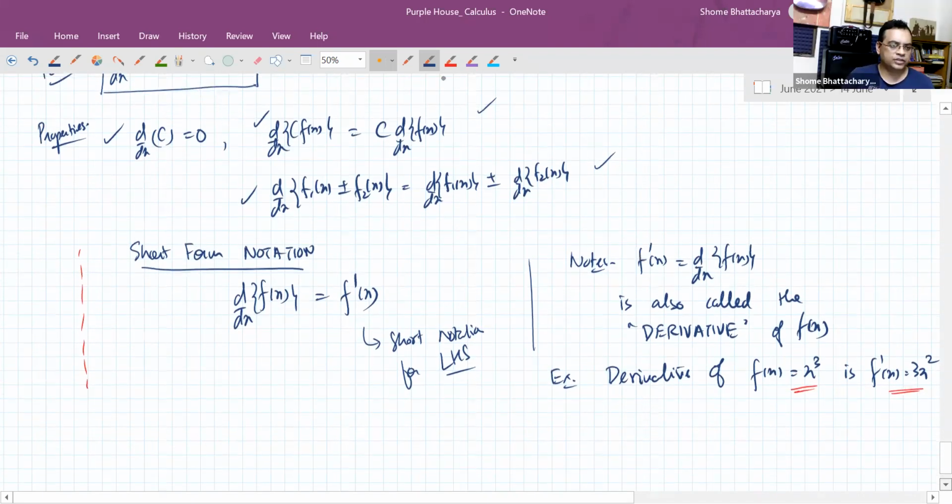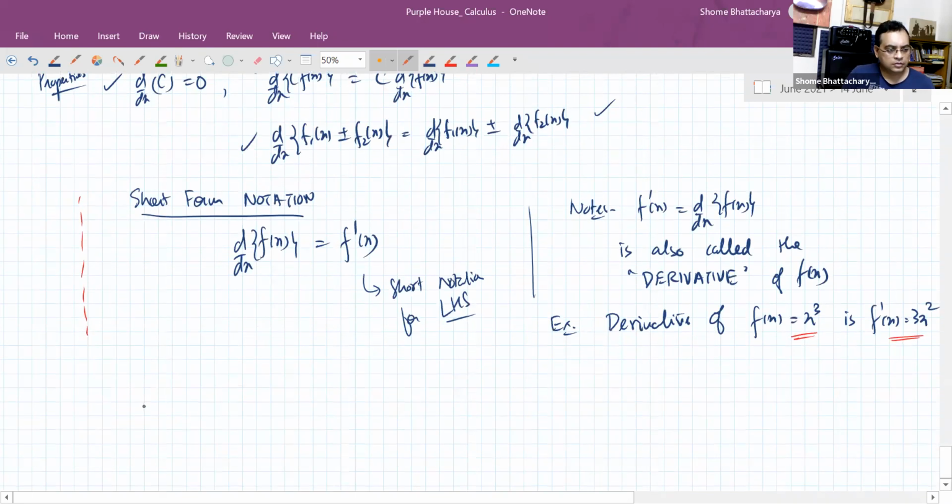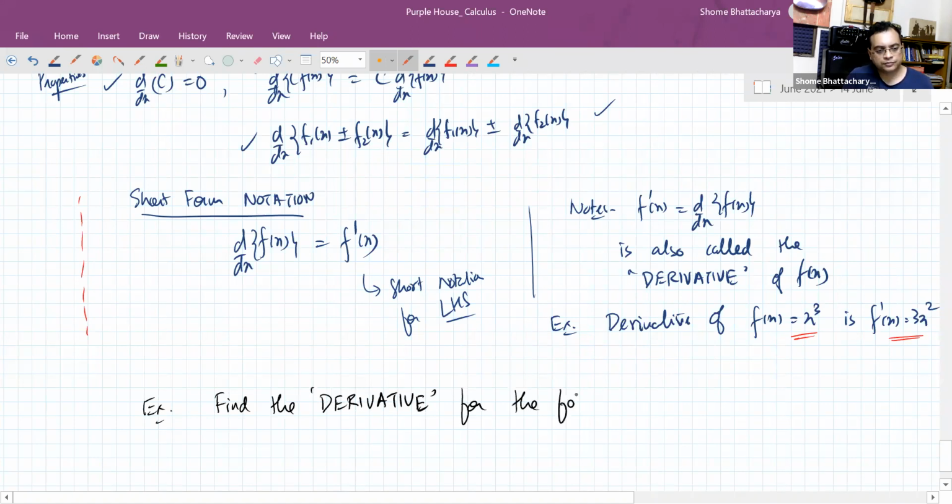As you're writing this down, you can just try one more example. So find the derivative for the following functions. This actually means the same thing as differentiate the following functions, because the differentiation operation only gives us something which we call the derivative.